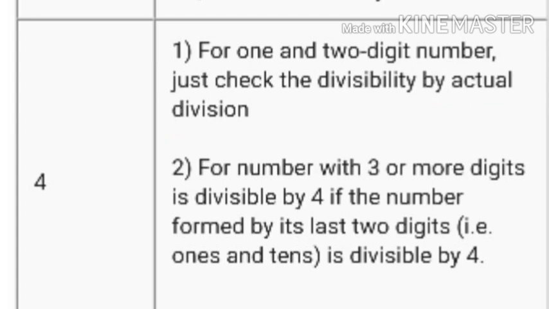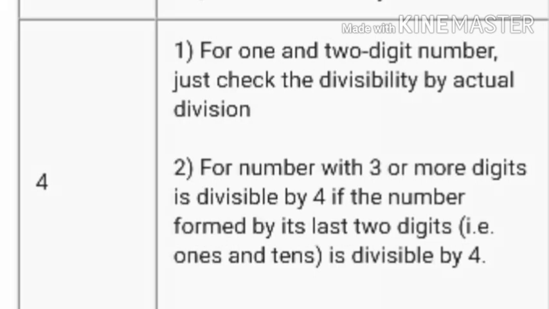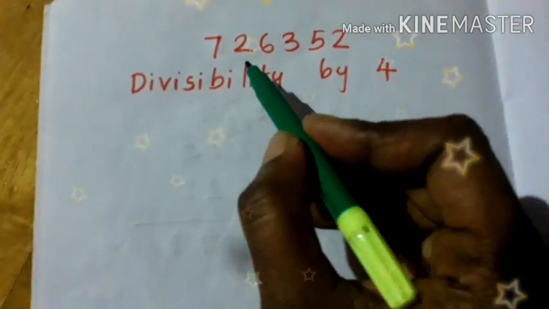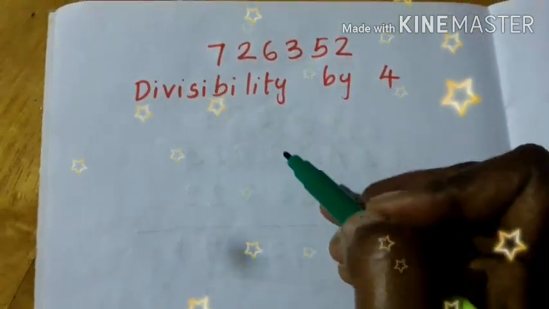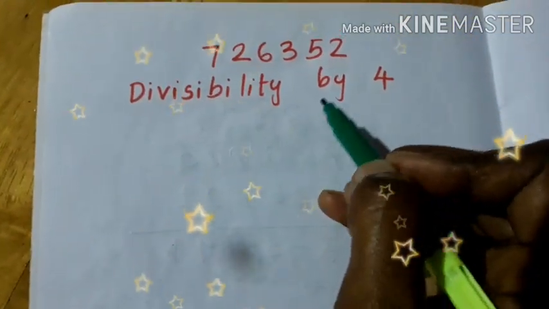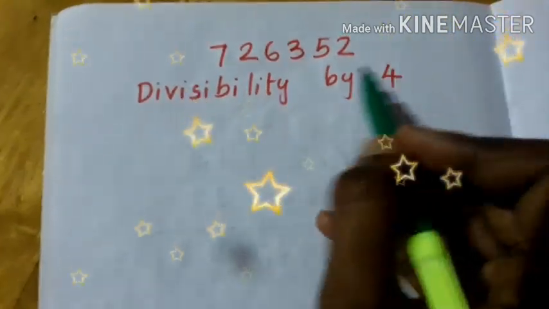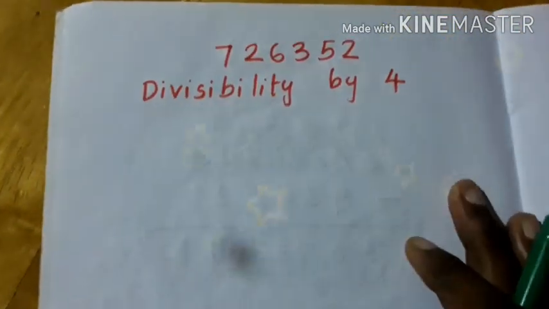If the number has more than 2 digits, we consider the tens and ones place and check that it is divisible by 4 or not. One example, 7,26,352. Check whether this number is divisible by 4 or not.